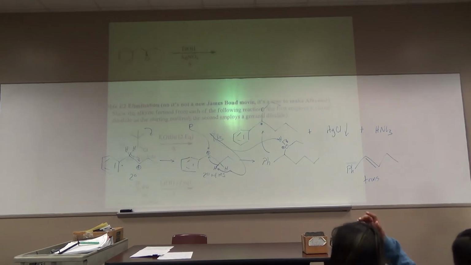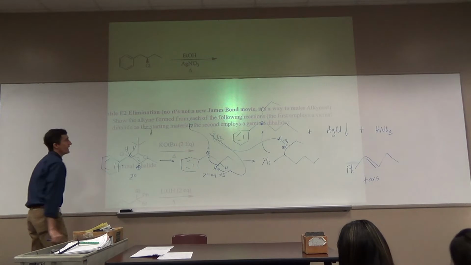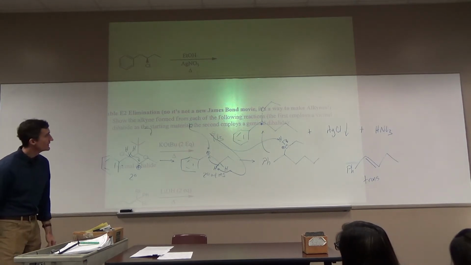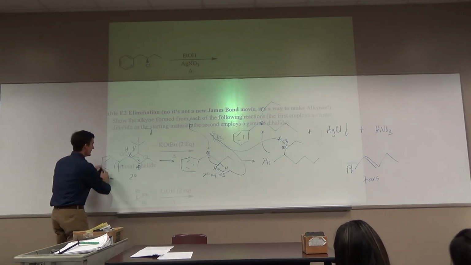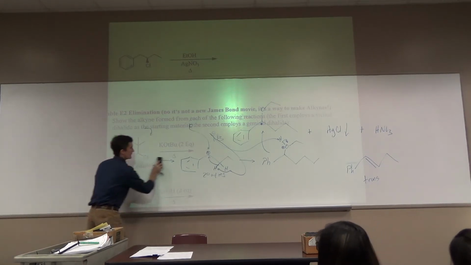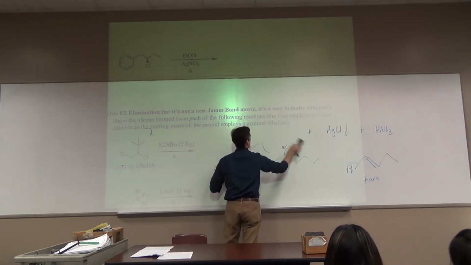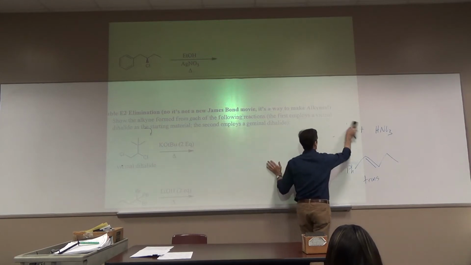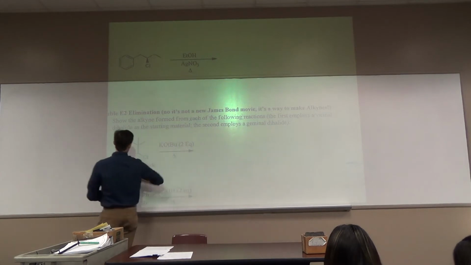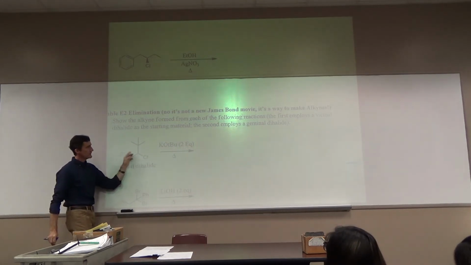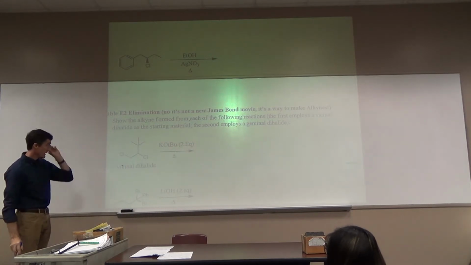Okay, we made it to the double E2 elimination. No, it's not a new James Bond movie. Maybe one day. It's a way to make alkynes. Double eliminate. Two leaving groups. You treat this with a strong base, two equivalents, and we can get an alkyne.